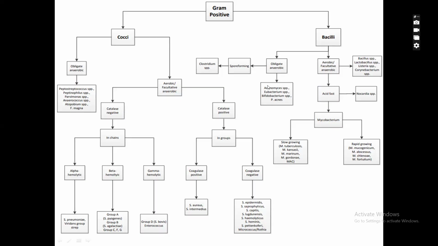Coming to the obligate anaerobic bacilli, the actinomyces and bifidobacterium are not very commonly found, but what you can find is the listeria. Listeria can cause meningitis in patients above the age of 60, mainly in the immunocompromised. So the listeria is a commonly gram-positive bacilli. If you are told that on gram staining in meningitis you have got a gram-positive bacilli, then you may think of the listeria.